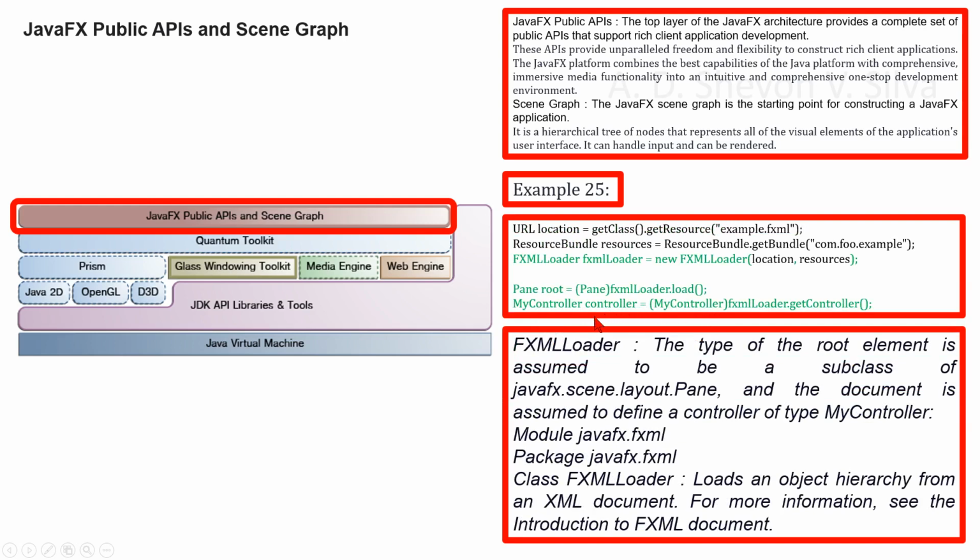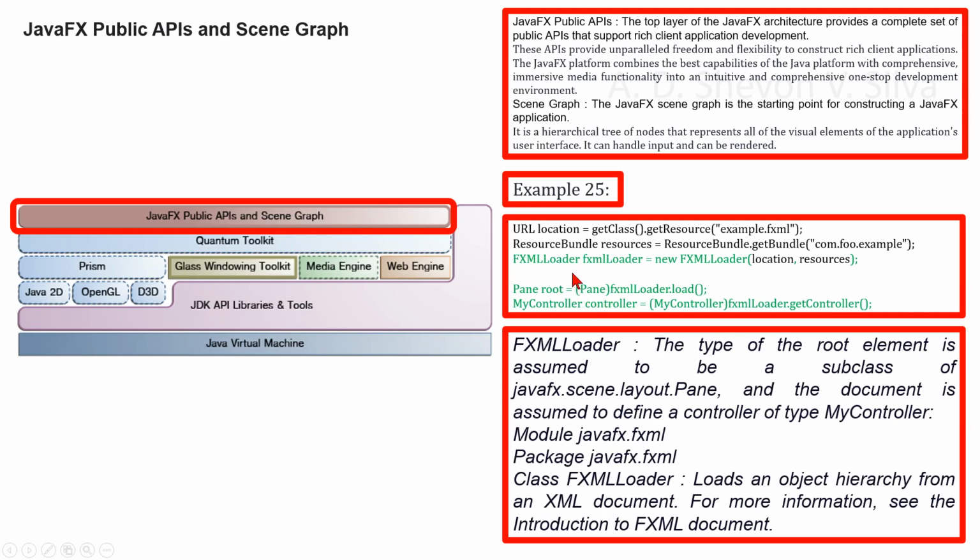Now we are considering FXMLLoader. The type of the root element is assumed to be a subclass of javafx.scene.layout.Pane, and the document is assumed to define a controller of type MyController. The class FXMLLoader in package javafx.fxml in module javafx.fxml.